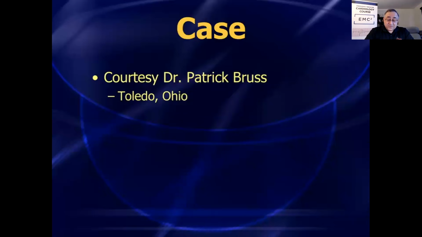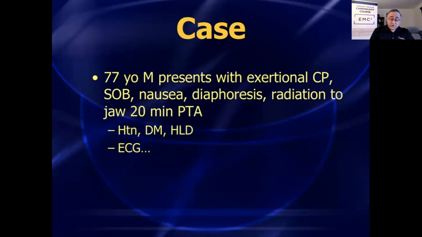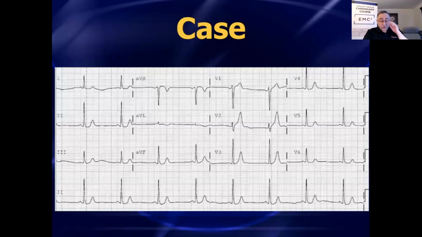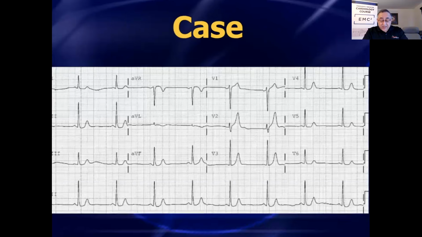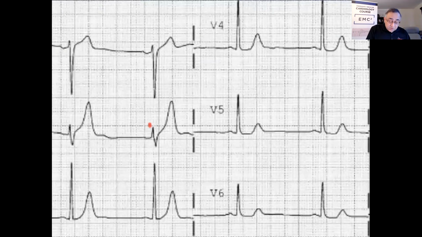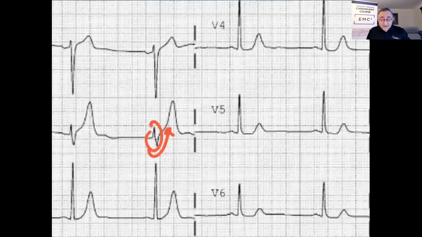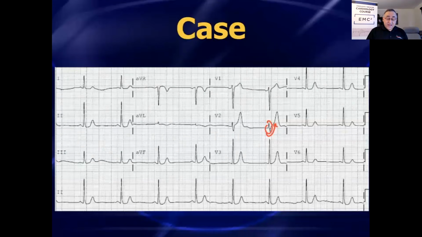Fantastic. Here's a case from Ohio, 77-year-old with exertional chest pain and diaphoresis, radiation to the jaw, a couple cardiac risk factors. Here's the 12-lead EKG. What do you notice on this? There's no ST elevation anywhere, but V2 looks like I can fit that inside. So I'm definitely worried about that.